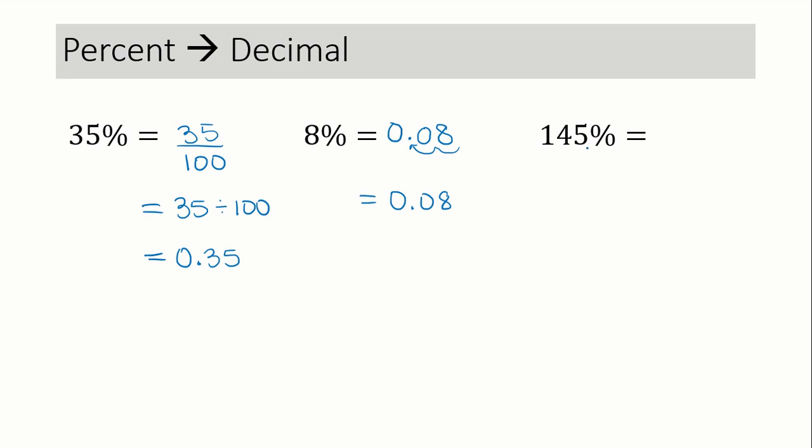So if we apply it to this example here, 145%, here's where the decimal currently is. It's after the 5. And then we're just going to go 1, 2. Move it 2 places over. Now it's right there: 1.45. Simple as that.